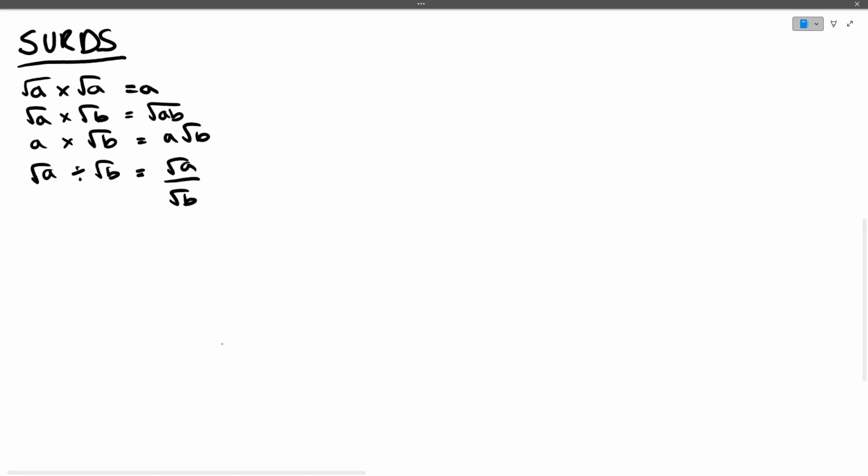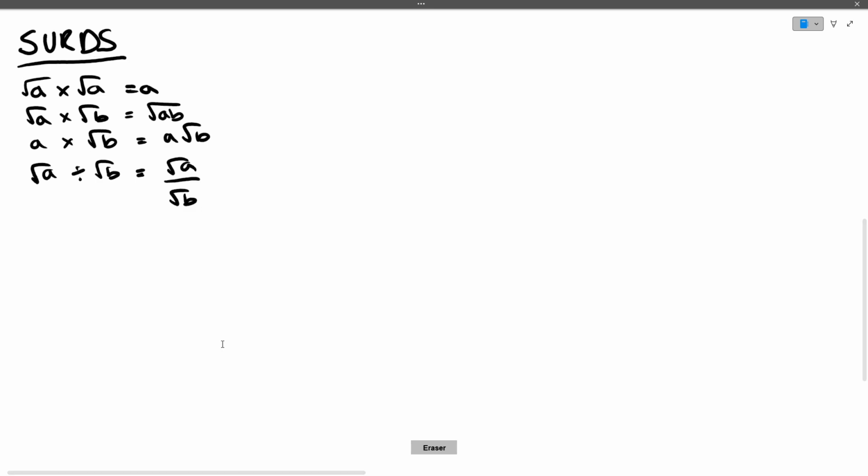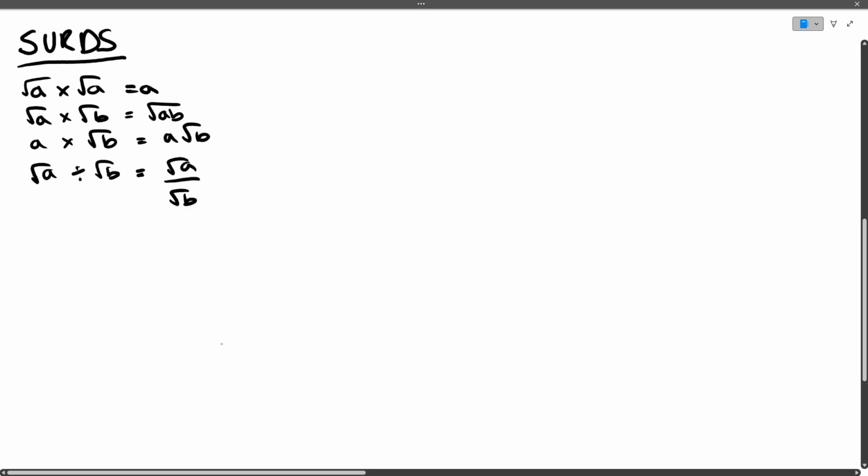Alright, so today I want to be explaining surds as fast as possible. Now, these are the rules of surds that you're going to have to understand. Root A times by root A will be equal to A.